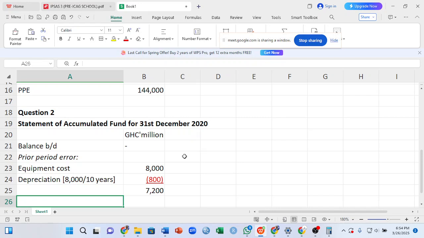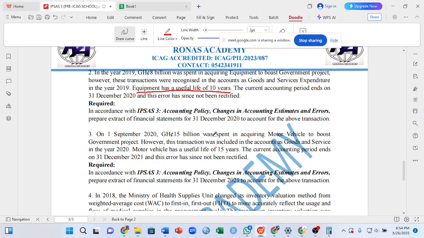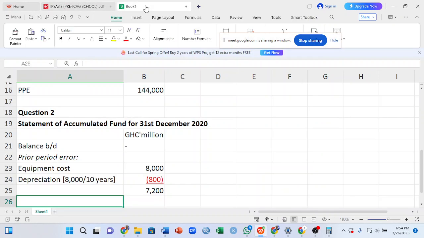So when you have done this, you have corrected the error. You have corrected the error, but you won't get the full marks. Why? Let's go to the requirement. The requirement says that we should prepare extract of financial statements for 31st December 2020 to account for the above transaction. We have only accounted for the error. There are other transactions in the question we need to account for.